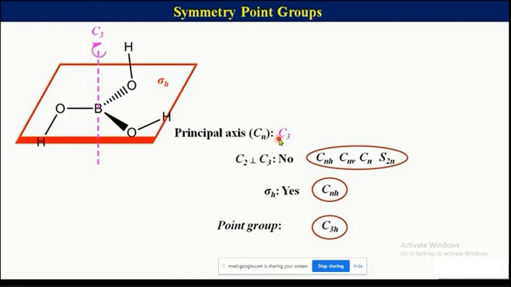Now see here. In this case, C3 is present. Next we have to think whether sigma h is present or not. Then only will we move towards sigma v. So sigma h is present. You see, same as BF3, the plane contains the whole molecule, right? This red one, if you see. So sigma h is present. So it simply means the point group will be C3h.